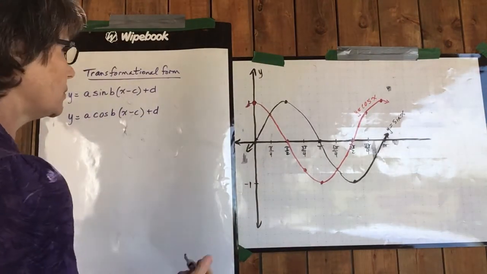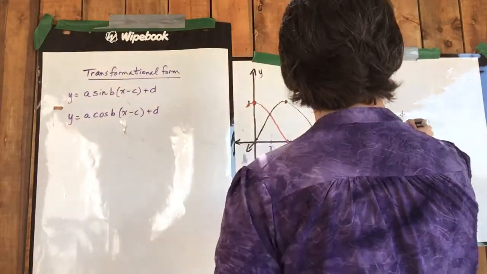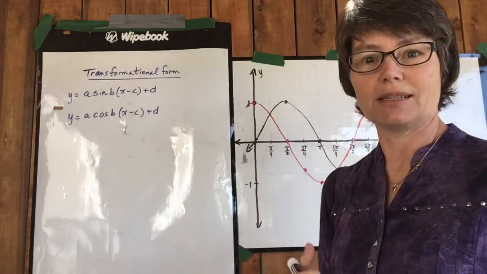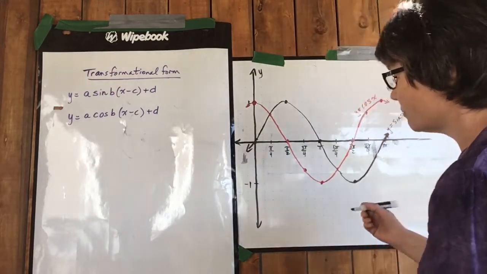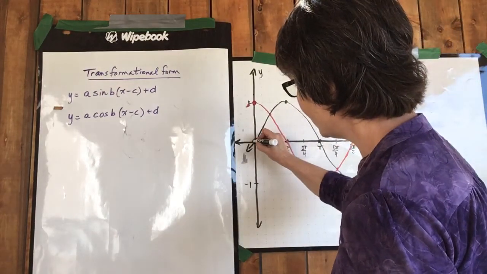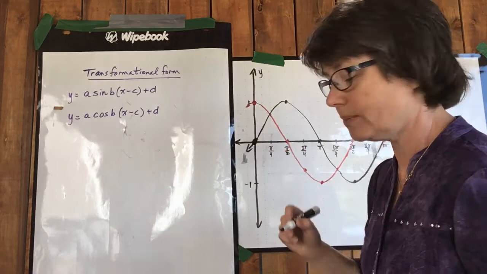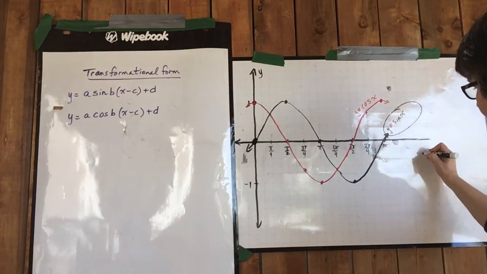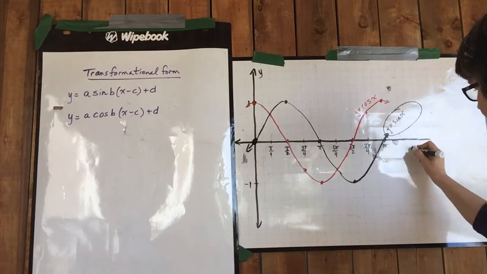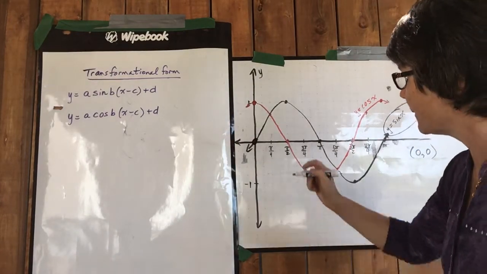So y equals sine x. The 5 major points that you should remember that exist on y equals sine x: the first is 0, 0. So it goes through the origin. We're talking about y equals sine x. 0, 0 is a point on that graph. It goes through the origin.